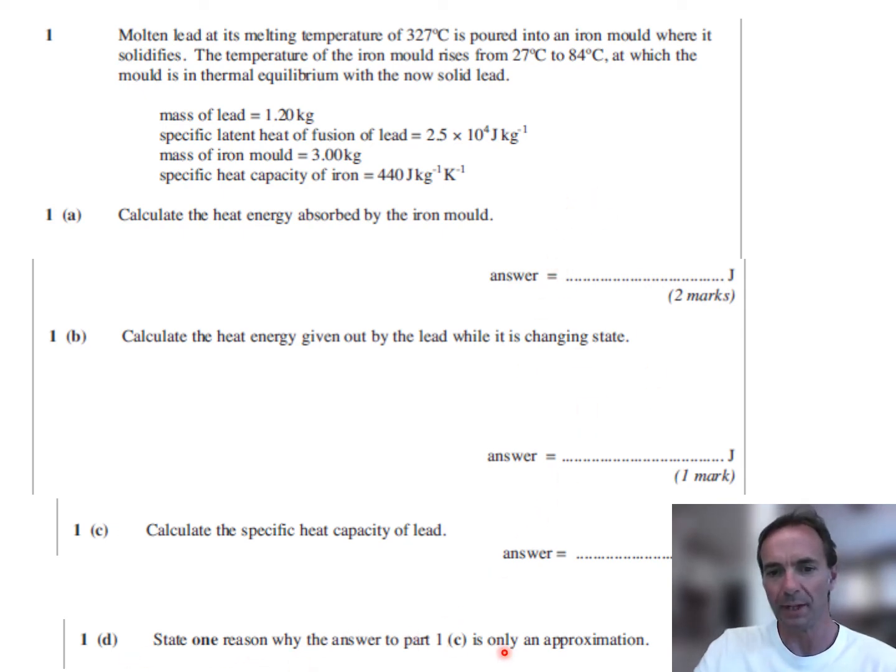State one reason why the answer to part 1C is only an approximation: because the heat's going everywhere else. This is not a sealed system. Okay, it's just giving out to the surroundings. The answers are coming here. I haven't done any numerical stuff there because, frankly, the numbers change. What you need to do is get the concept. Do the question, satisfy yourself. The answers are coming up in 3, 2.